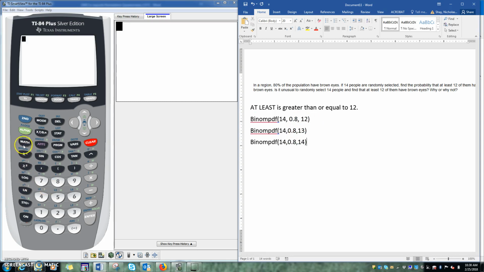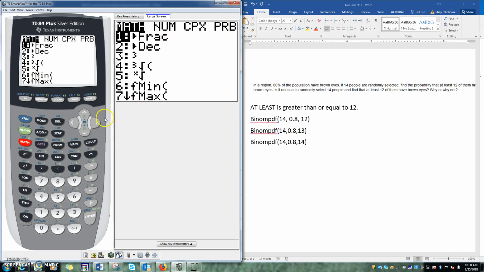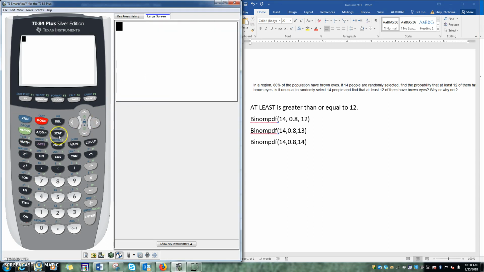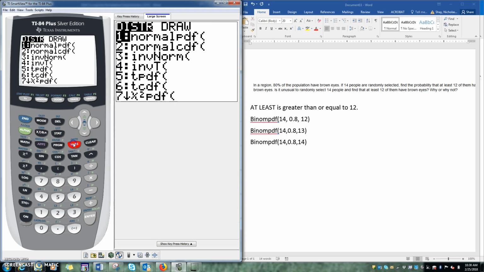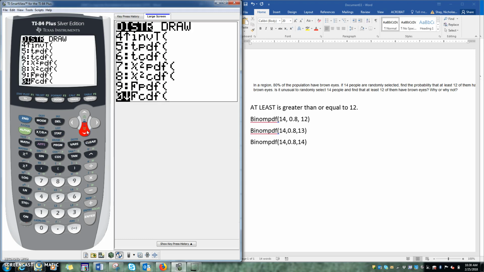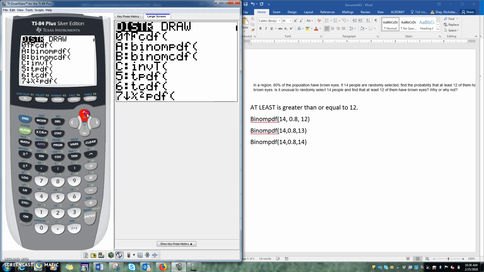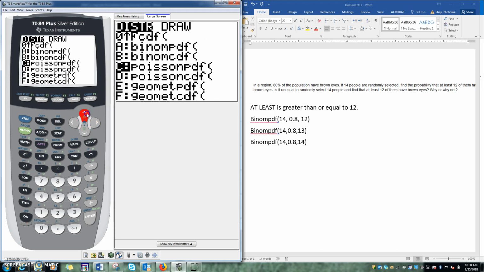I'm going to do this 2 ways. I'm going to show you how to do this if you have a TI-83, and then I'll show you what it should look like in an 84. So I go to second vars. We're going to go down. It might be A, it might be 0. I don't know what letter it's going to be for you, but what you're looking for is the function binomial PDF, and you can see it's right here. It's A for me, but just look for these words, binom PDF.